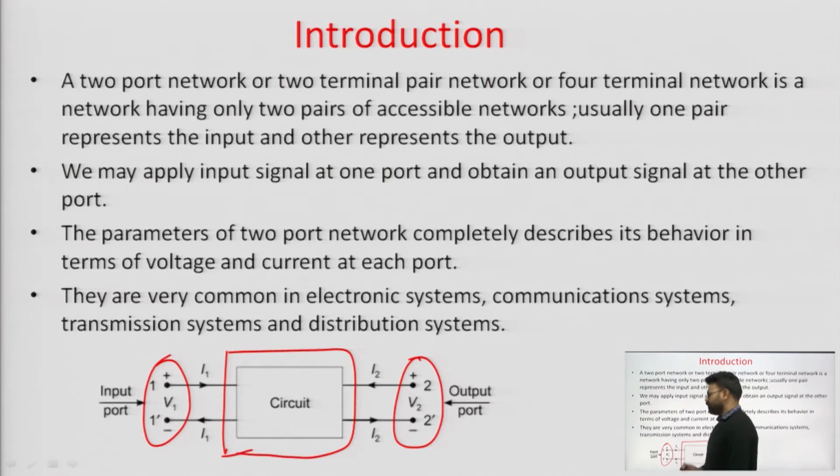If we have knowledge of the parameters, we can completely describe our network, our circuit, because by knowing the parameter values we can completely describe it. This two port model is mainly used in electronic systems and communication systems when we have to represent our system with the help of a model, like we have done in the case of BJT. In the case of MOSFET, we represent the small signal model by using two port networks.